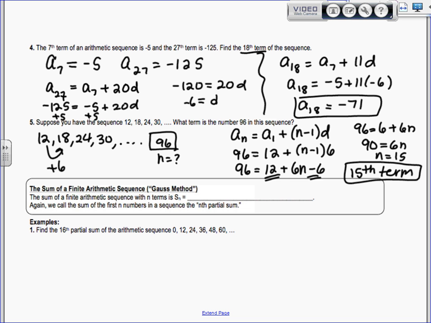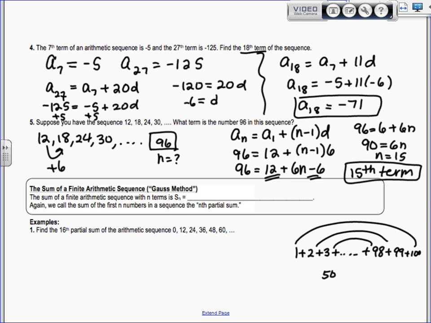Okay, so yesterday we learned about Gauss. Remember Gauss rhymes with mouse? He's the little boy that was like 10 years old, got in trouble, and had to add up the numbers 1 through 100. I drew this out on the board yesterday. What he did is he said, okay, there's 100 numbers in the list, so that means there's 50 pairs. And those pairs are all 101.